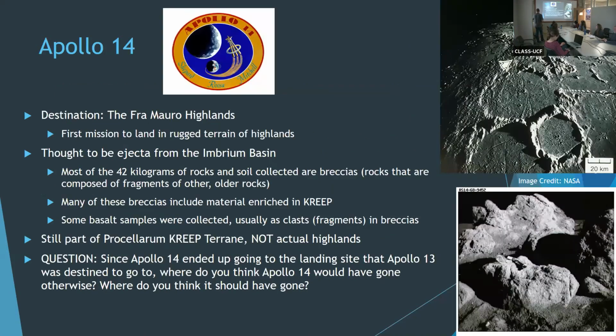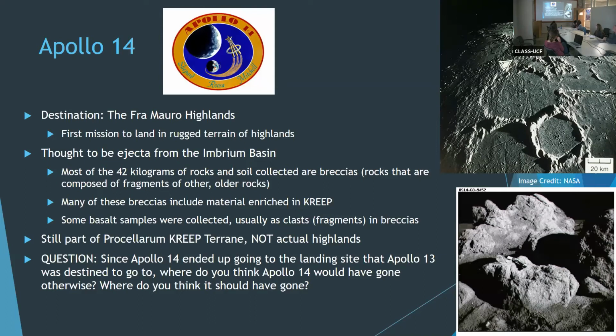All right, so getting more into the Apollo missions. Apollo 14, its destination was, it tried to go to the Highlands, it failed. It went to the Fra Mauro Highlands, which is kind of the Highlands, but it's actually still part of the KREEP terrain, so it's not the real Highlands that we classify according to those three categories that we mentioned earlier. But it did have the success of being the first mission to land in rugged terrain. And it did bring back a lot of important rocks and samples.